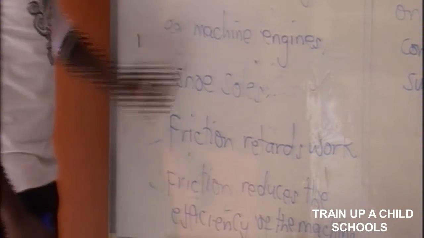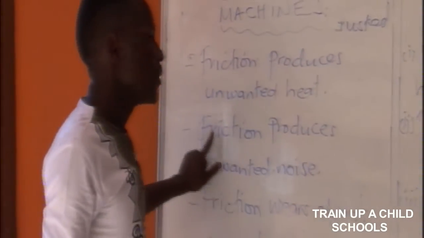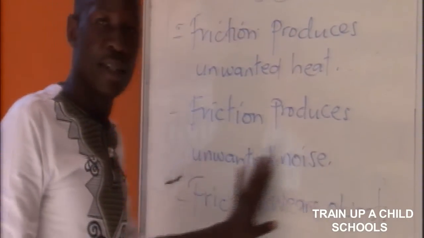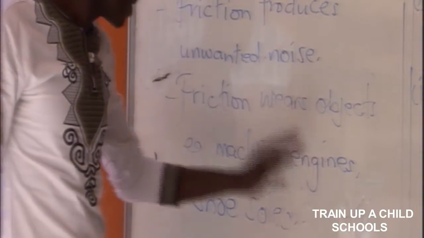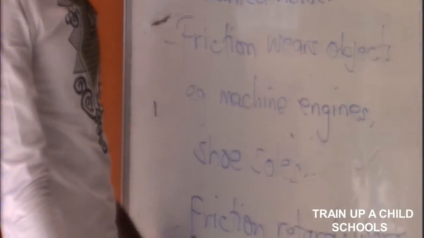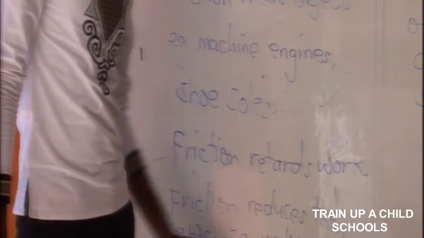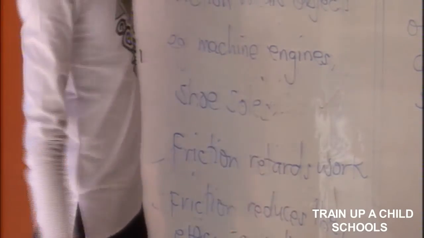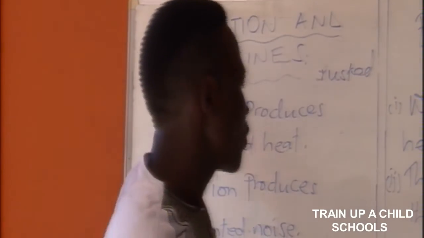So basically, these are the disadvantages or how friction is a nuisance. One, friction produces unwanted heat. Friction produces unwanted noise. Friction wears objects, for example machine engines and shoe soles. Then we also have friction retards work. We also have friction reduces the efficiency of the machine. Basically, these are the disadvantages or how friction is a nuisance.